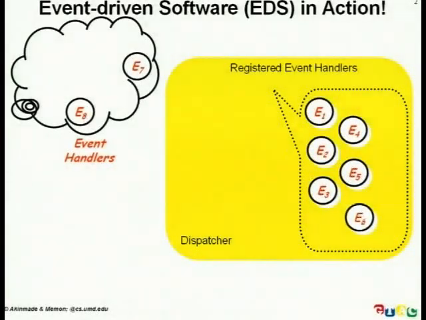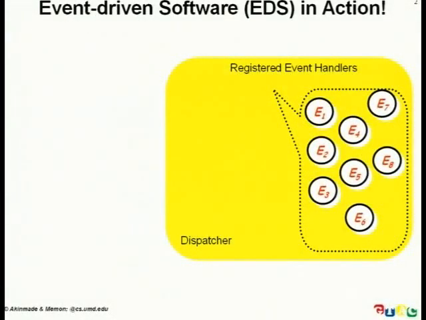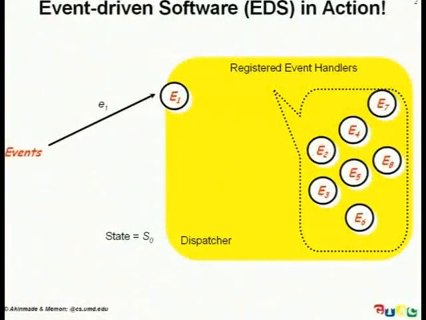Then the software goes into this state, which, for the sake of simplicity, I'm going to just call S0. S0 is the collective state of all these event handlers and other things in the software that are important. The software is now in this state where it's waiting for events to come into the system. So events start, and E1 comes into the system. The dispatcher knows that capital E1 can handle this type of event, and it triggers this event handler. The event handler handles the event, and so things start moving. The software state changes to S1. It's moved from S0 to S1.